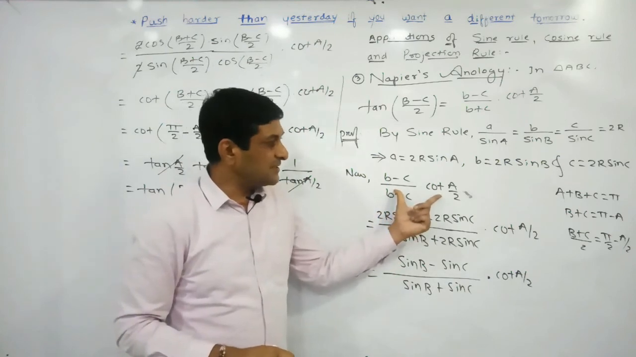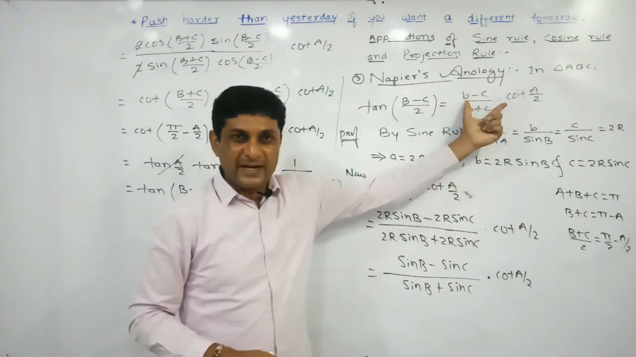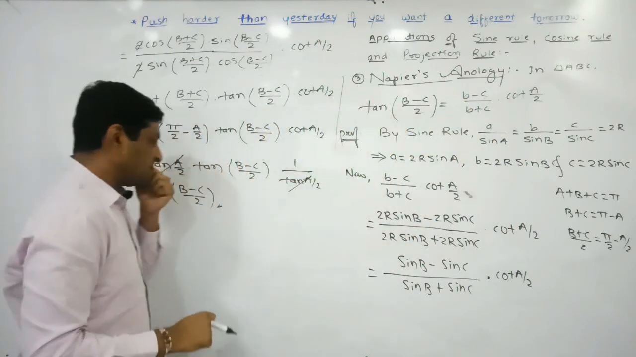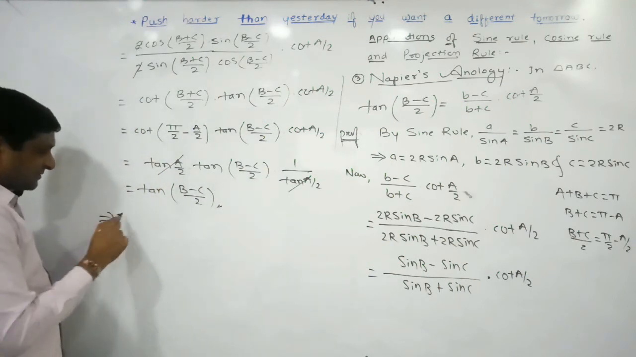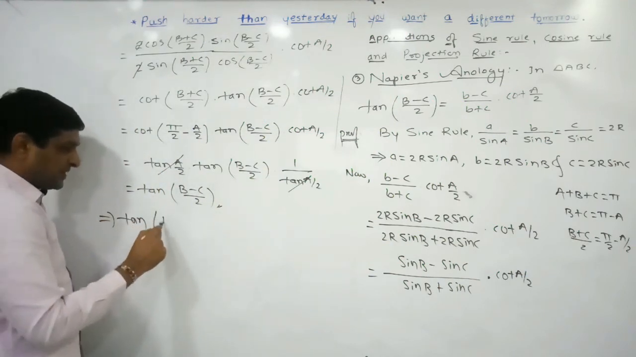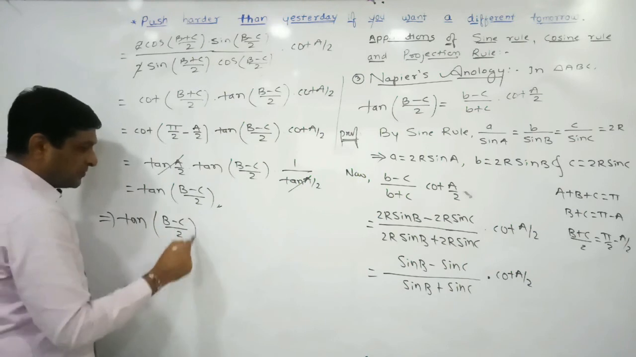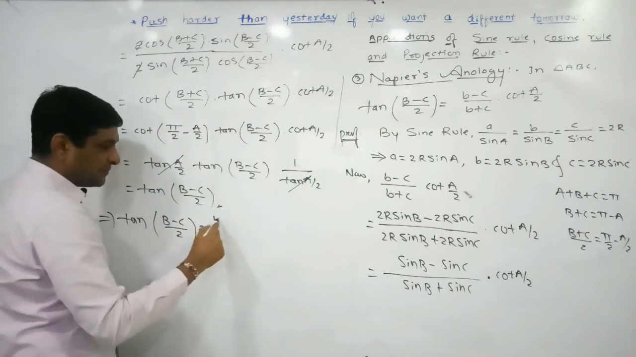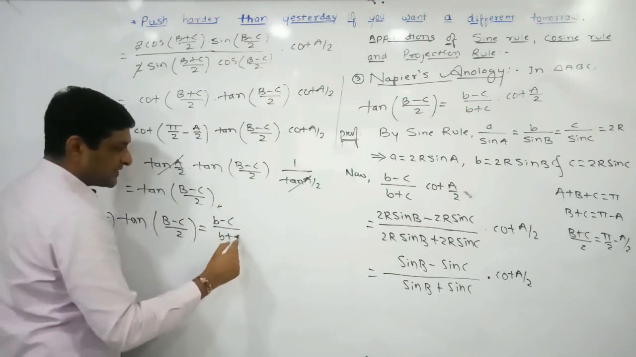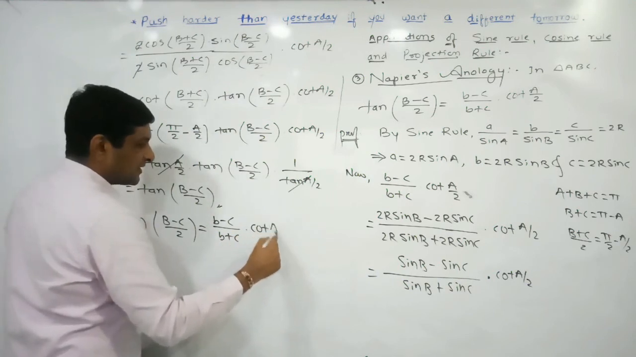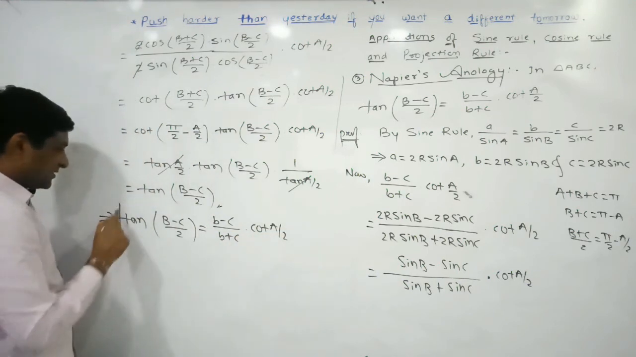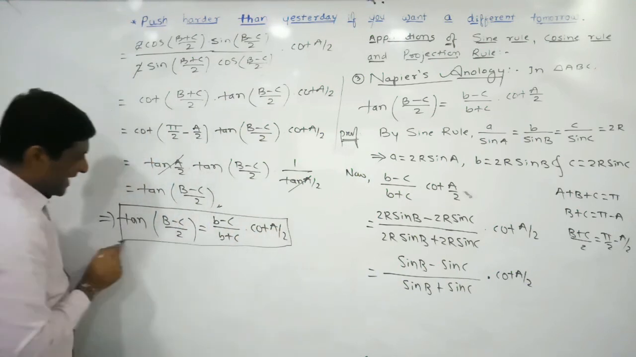So considering the right hand side, we have shown that its value is equal to the left hand side. So this implies that tan (B minus C) upon 2 is equal to, what is the result? (B minus C) upon (B plus C) into cot A by 2. So this completes the proof of this third application.